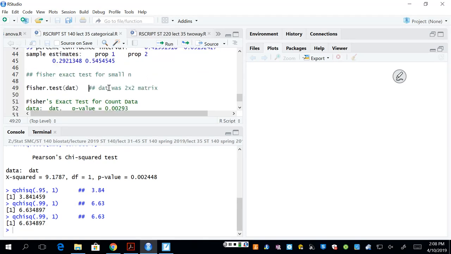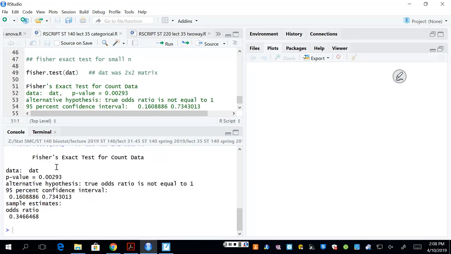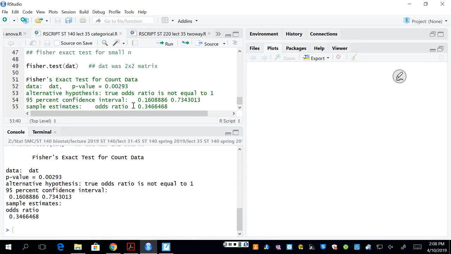So the DAT was my matrix. If you put that into this Fisher test, it gives you a p-value pretty close to what we had before. A little bit different, a little higher, not too much different. It focuses on the odds ratio. So this is actually a confidence interval for the odds ratio.